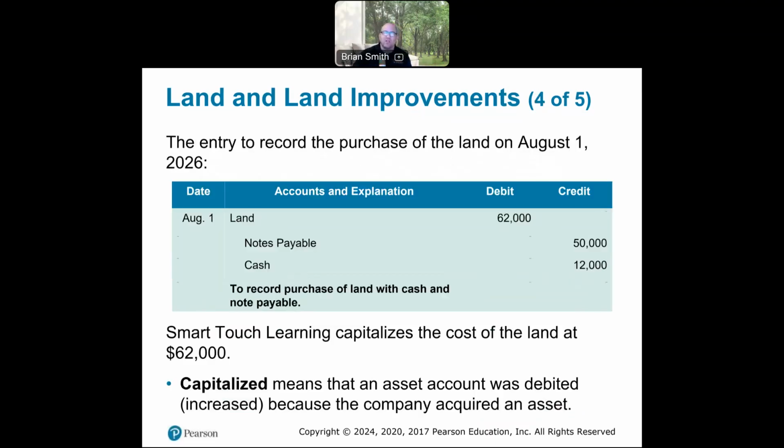So when we say that these costs are capitalized, what that just means is that they're subject to depreciation. So you either expense costs or you capitalize costs.